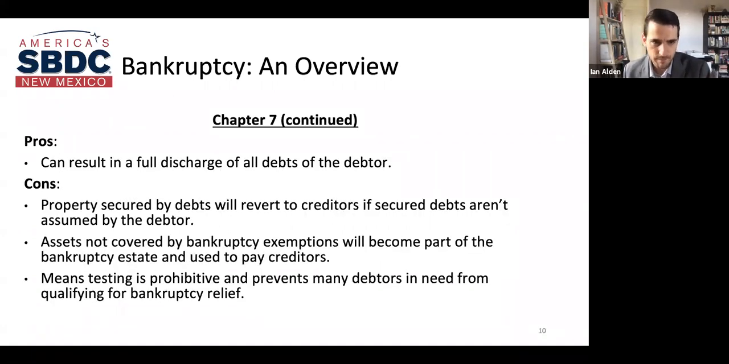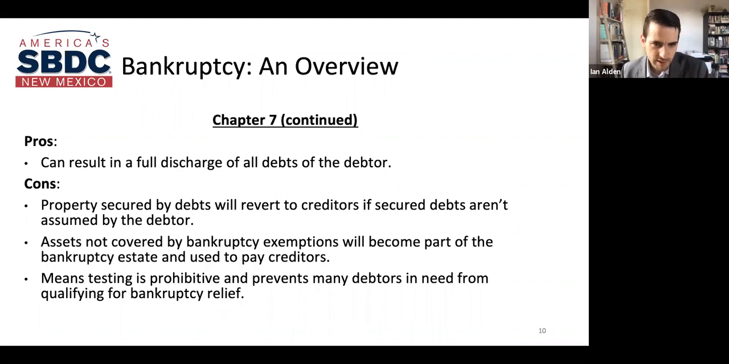The problem with Chapter 7, obviously the pro is there, a full discharge of debts. The cons, there's a few. Secured property, for example, houses, cars, that you buy with a loan, purchase money instruments, mortgages, things like that. Property secured by debts will just revert back to the creditors if the secured debts aren't assumed. And by assumed, it means that you agree to keep paying it even after the bankruptcy. So if you have a house that's secured by a mortgage, there's a good chance that house is going to go back to the mortgage holder as part of the bankruptcy process. You wouldn't be able to keep it, for example, if you wrote off the mortgage. Secured property can revert back to the creditors.